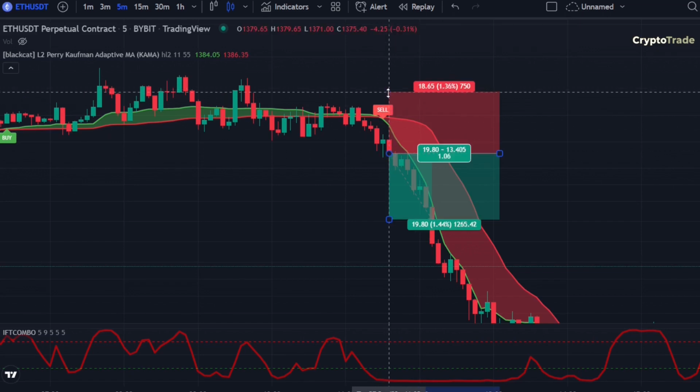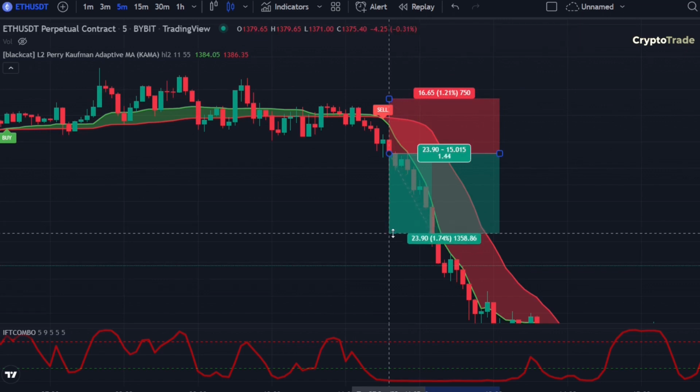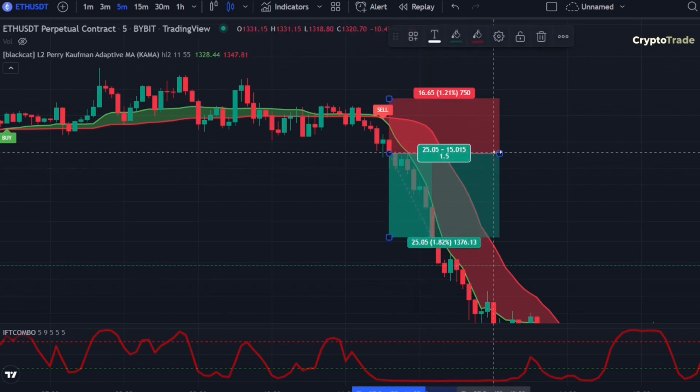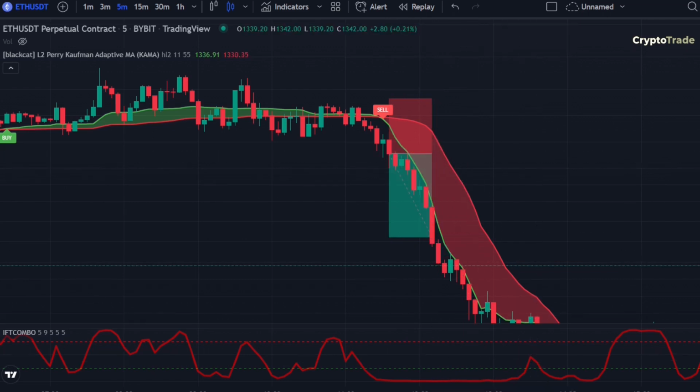Place the stop loss above the nearest swing high. The risk to reward ratio will be set to 1 to 1.5. The market has reached the target and the trade has been successfully closed with profit.